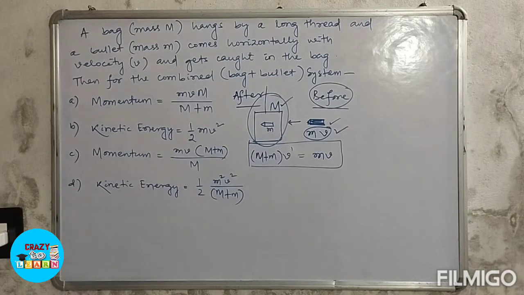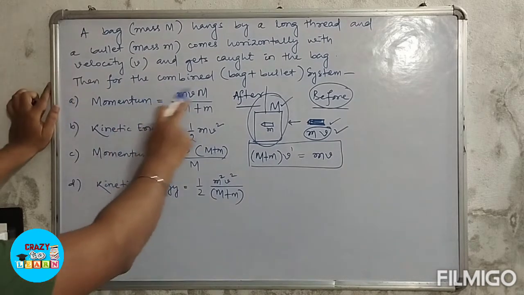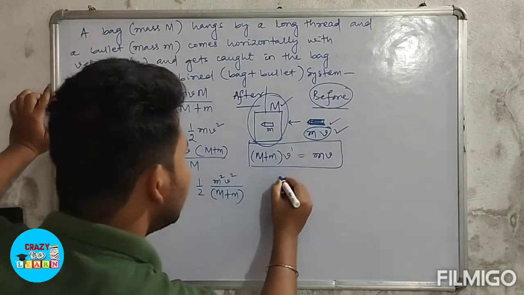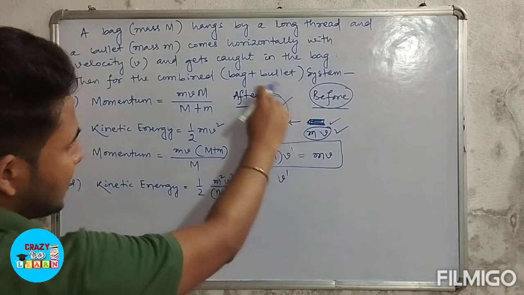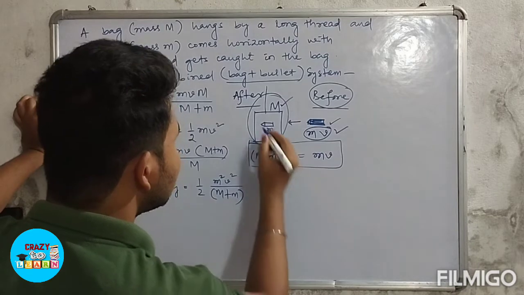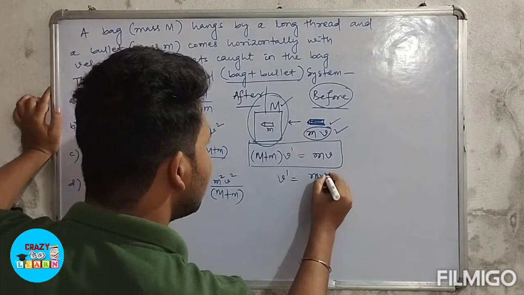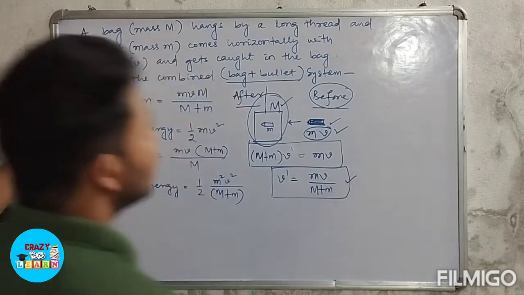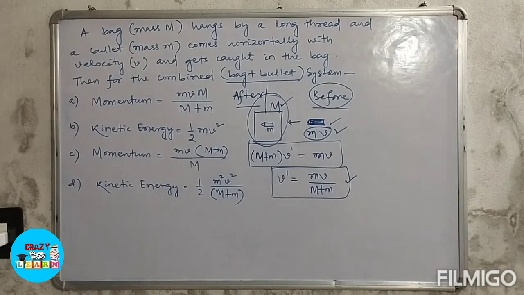So now we will calculate the kinetic energy and the momentum, both. For the combined system, the momentum will be capital M plus small m into v dash. So what will be v dash? v dash is the velocity of the combined system, which is bag plus bullet. It is equal to small m small v divided by capital M plus small m.